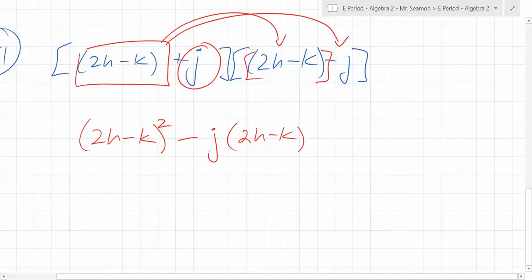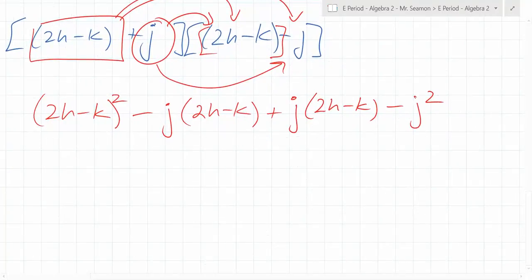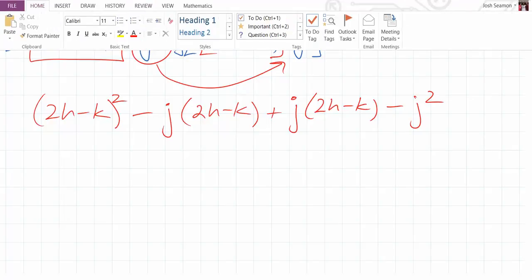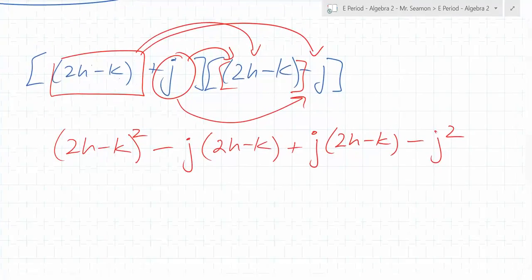Now you take the j and multiply it here, so what do you get there? Plus j times 2h minus k. Then you have j times negative j is minus what? J squared. Is this done? No. Why isn't it done, Liv? I distributed the j. Okay, once again, stop.